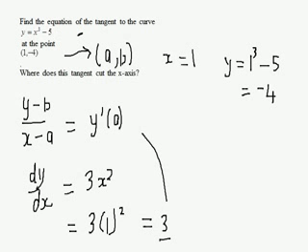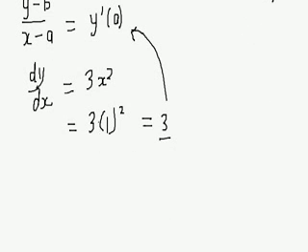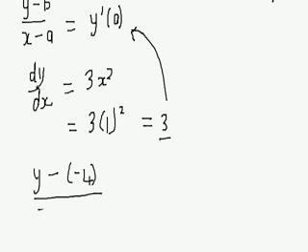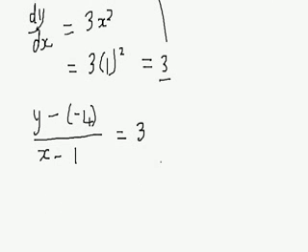Now we know this value here. Just clearing this up a little bit. It's a matter of substituting the values that we have. So we have y minus (minus 4), which is the value of b, over x minus 1, which was the value of a, is equal to 3. That's getting into a form where we can get the equation of the tangent in terms of y. So if we just take that out, y plus 4 is equal to 3 times (x minus 1).